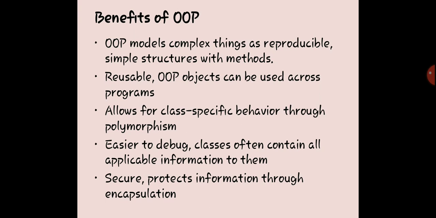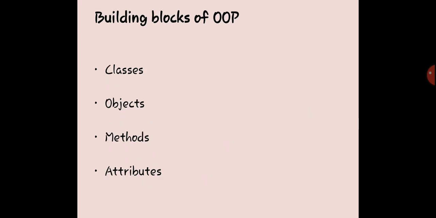Object oriented programming allows us to do polymorphism. We'll study later what polymorphism is. Then debugging is made easy through object oriented programming. Then of course the coding of OOP is secure and protected. And these are the building blocks of object oriented programming: classes, objects, methods and attributes. We see everything in detail.